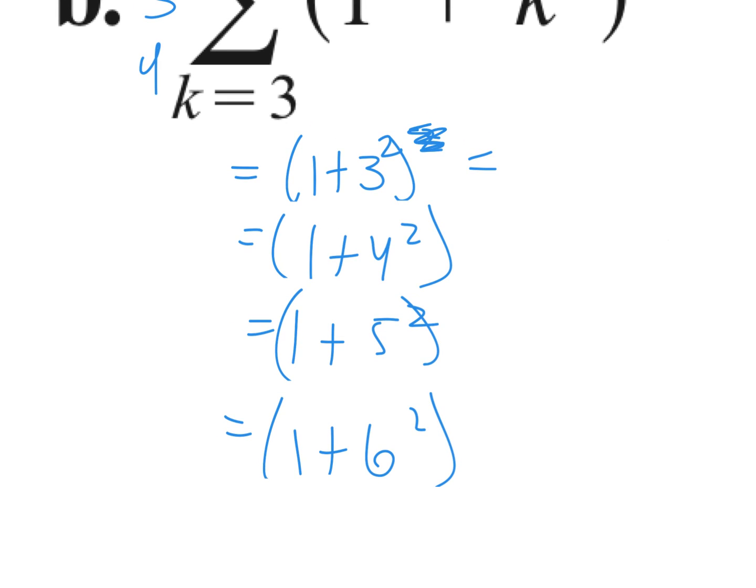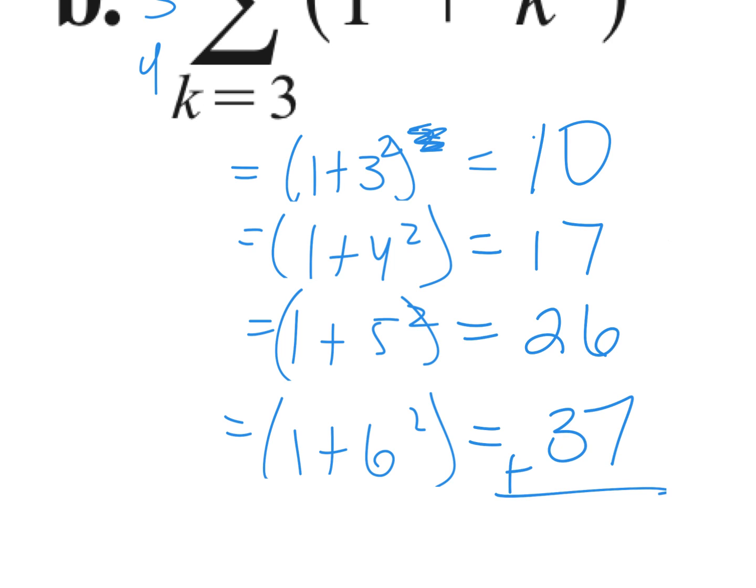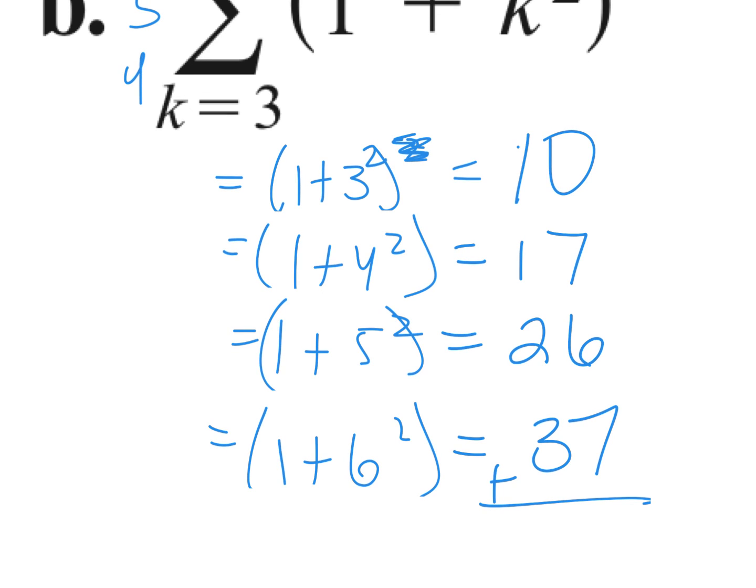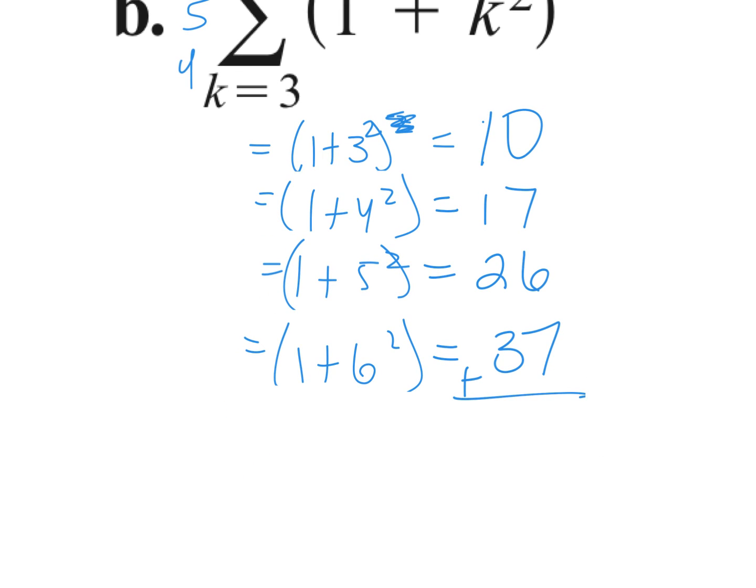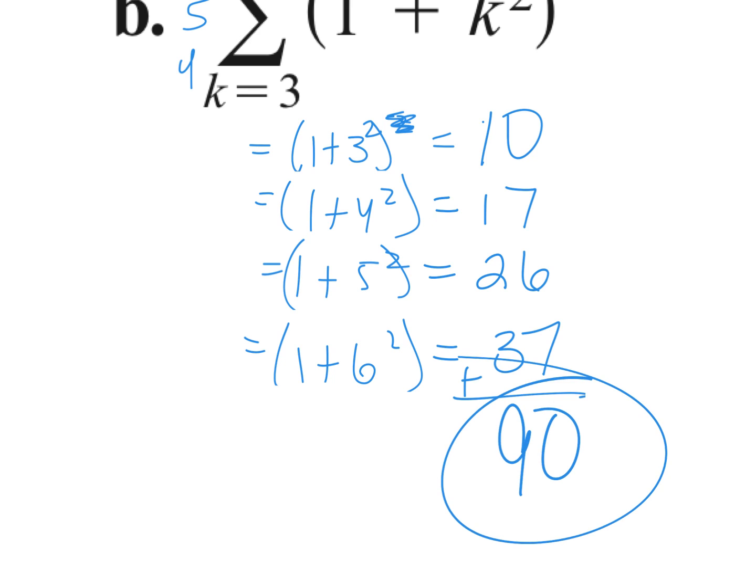What do I do first? Add them together or square? I'm going to square it. I'm going to say 3 squared is 9, plus 1 is 10. 4 squared is 16, plus 1 is 17. 5 squared is 25, plus 1 is 26. 6 squared is 36, plus 1 is 37. And then I sum them together. And what do I get? 90. And that would be your answer.